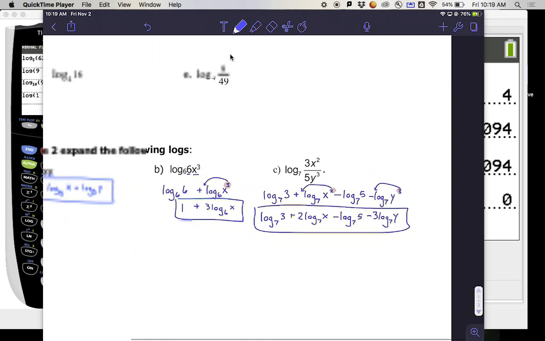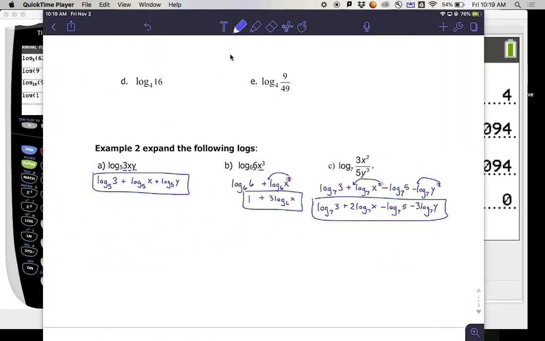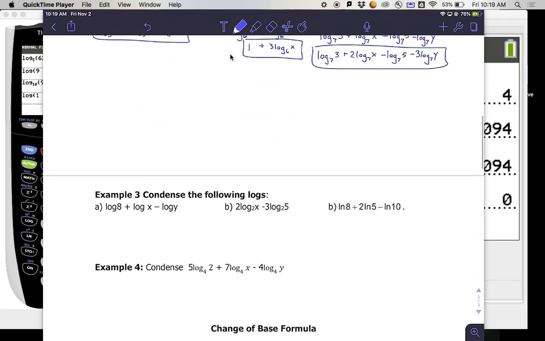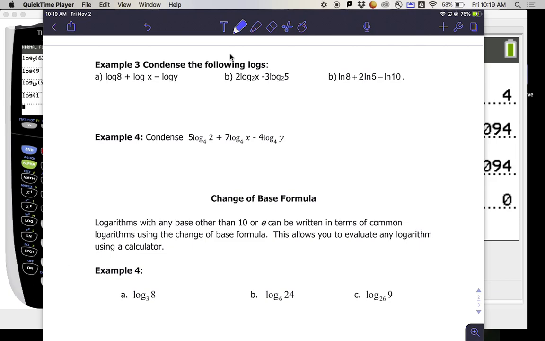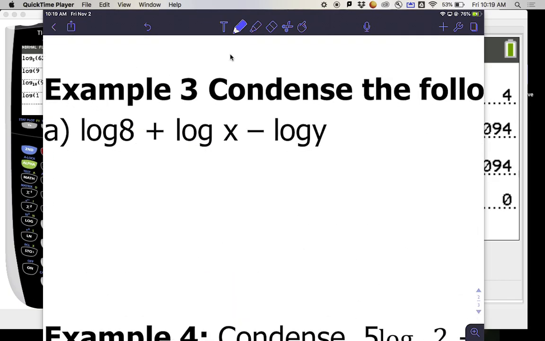So that is a couple of examples there of expanding logs into multiple logs. And then sometimes they're going to give us problems where we condense into a single log. So every single one of these problems here, we're going to be able to write as a single log right here. So first of all, look at all the numbers that you have here. So you have log of 8, log of x, and log of y. Now since there's no base written, it's considered to be a common log. It's implied that it has a base of 10.